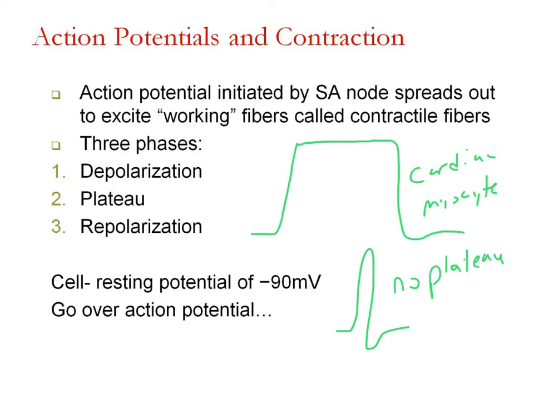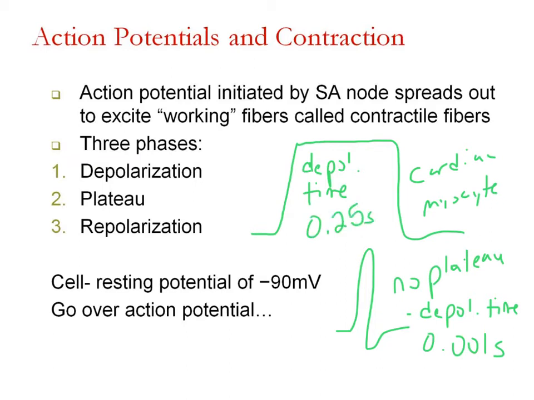So the depolarization time for a neuron action potential is 0.001 seconds. Okay? The time that cardiac myocytes are depolarized is 0.25 seconds. That doesn't sound like a lot, but there's a big difference between 0.25 seconds and 0.001 seconds. This allows for this plateau to occur, which again, you'll figure out why that's important for cardiac function.